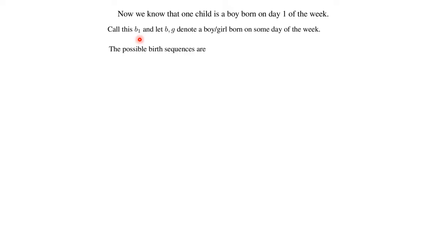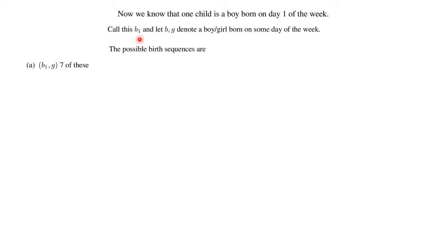We've got the information that one of the children is a boy, and furthermore, this boy is born on day 1 of the week, on a Sunday. So we use the notation, say, B1 to denote that it's a boy born on day 1, and B and G to just generally denote boy and girl. These are the possible birth sequences. We can have a boy and a girl, or a girl and a boy, or 2 boys.